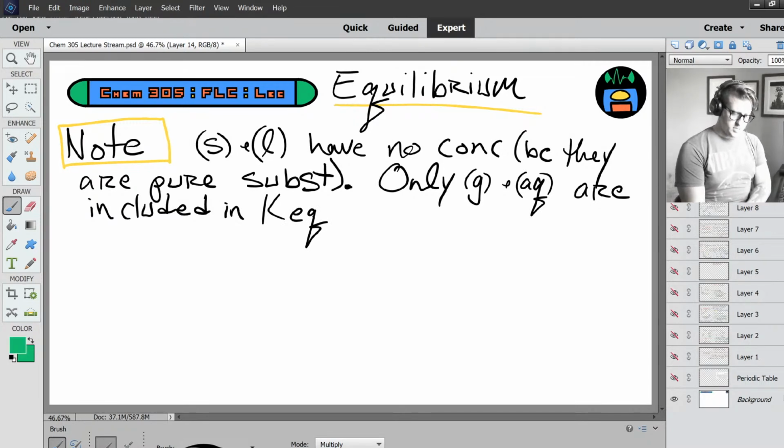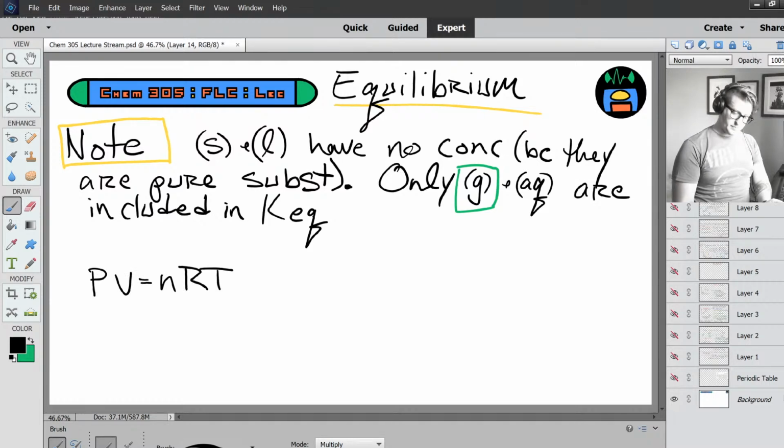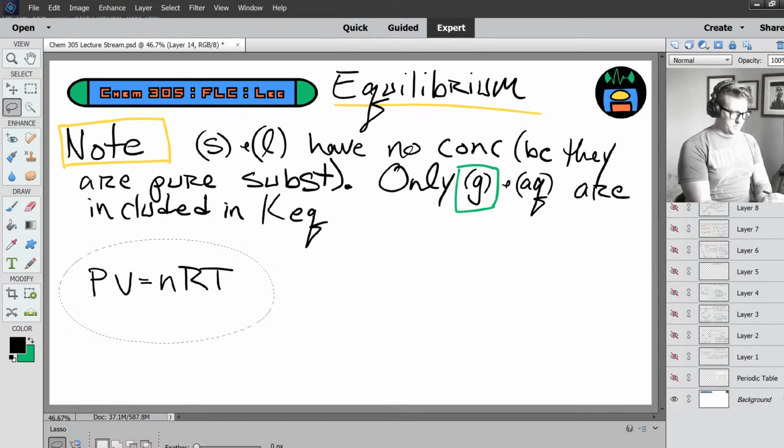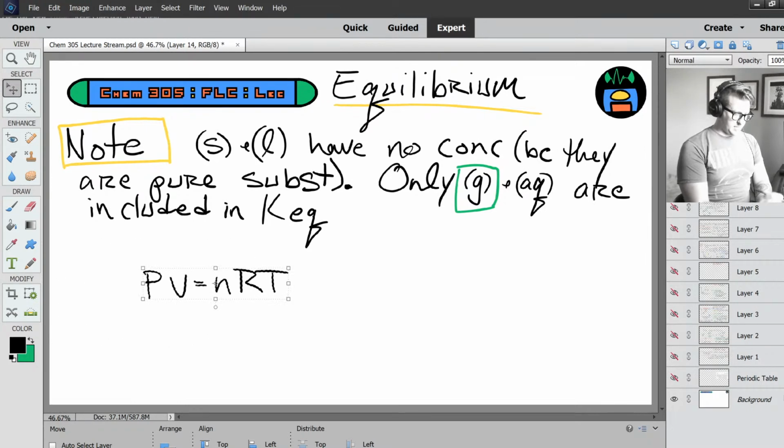Now you may be going, well, wait a minute. Hold up, Josh. Gases can be pure substances. They can. But they still have concentration because they have varying volume. So take a look at PV equals nRT. Check out PV equals nRT. Watch what happens. I'm going to do some fancy footwork algebraically.